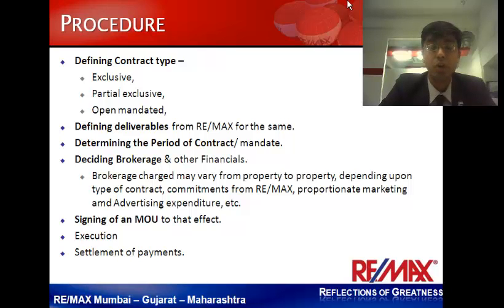payments. When we talk of settlement of payments, we are talking of ensuring that the transaction goes through, and how exactly the transaction leads to you getting the money. So as we talk, we want to meet a maximum number of sellers, and by meeting these sellers, we want to go out in the market and sell these properties and then receive your brokerage for the same.